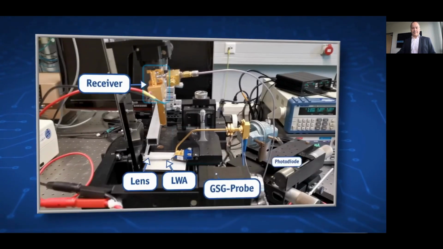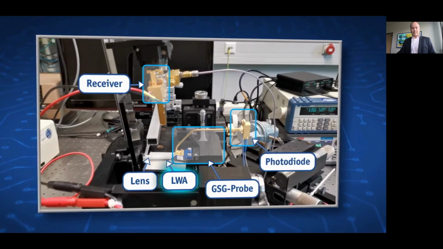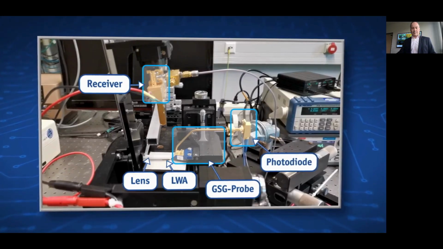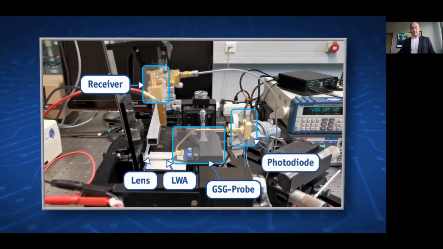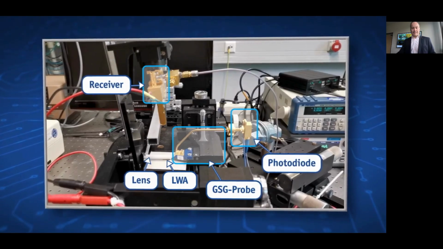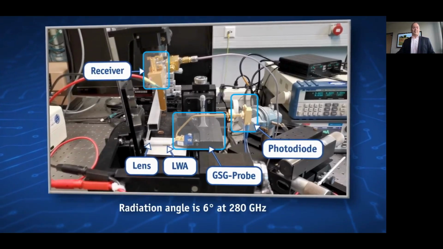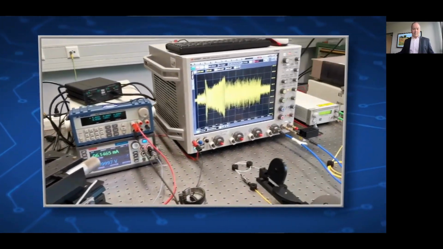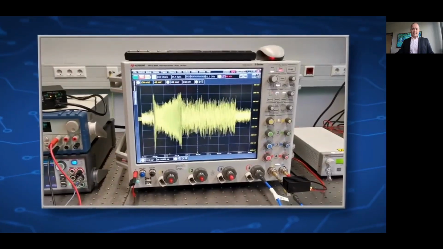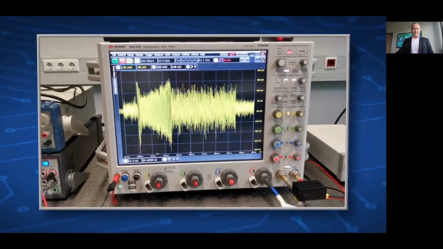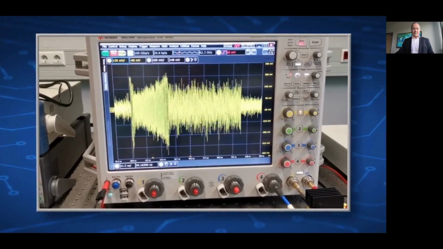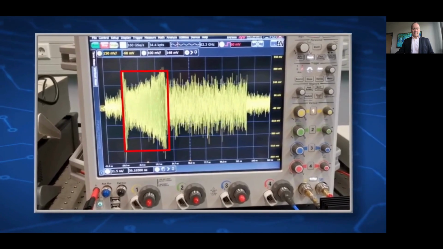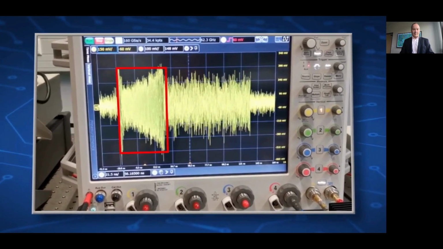Terahertz signals are generated by a photodiode and fed to the antenna using a GSG probe. The receiver is installed on a goniometer to detect terahertz radiation from the antenna at different angles. At 280 GHz, the radiation angle is 6 degrees. The Keysight digital signal analyzer is used for high-frequency measurements and shows the received RF signal in time domain. It comprises a Zadoff-Chu sequence for channel estimation, highlighted in red, and 2 data symbols, here highlighted in the green box.